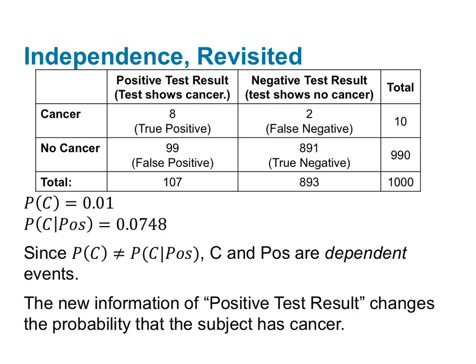And here we're going to look at that again. So the probability of cancer is 0.01. The probability of cancer given the positive test result was 0.0748. And since the probability of cancer was not equal to the probability of cancer given a positive result, then cancer and positive results are dependent events. We saw a change in those probabilities. So the new information of a positive test result changes the probability that the subject has cancer.